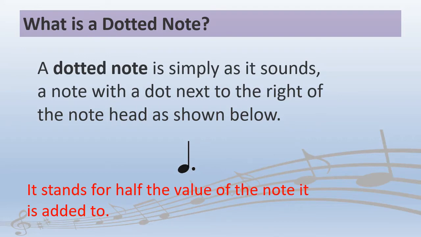Now what does it mean? It stands for half the value of the note it is added to. What that means is that the dot makes the note last longer by adding on half its value. So if the note is 1, the dot will add half of 1 to the note. Half of 1 is 0.5, so when we add that half to 1, it now becomes 1.5.